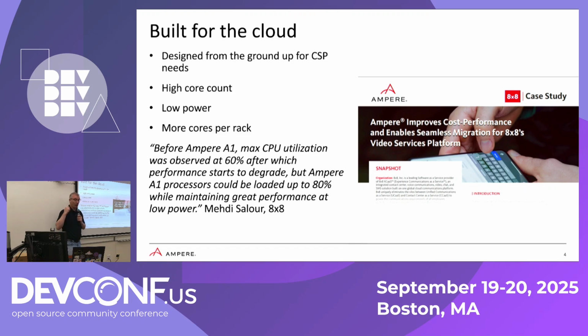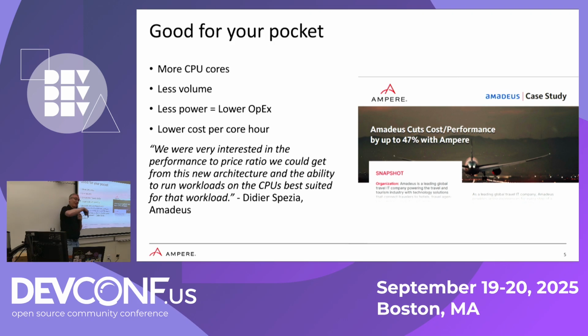So one of the advantages of running on Arm64 is you can actually boost the load that you put on an instance before you auto scale to a new one. So you're doing more work with fewer instances. All of the things I talked about in the last slide make it good for your pocket, right?